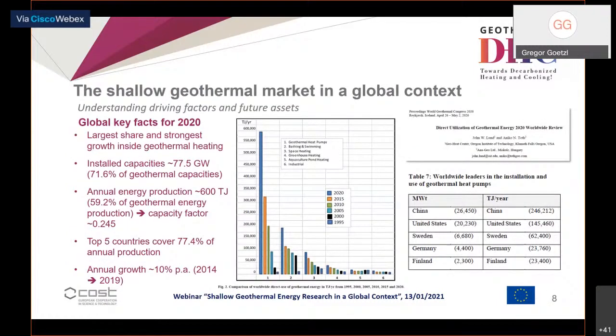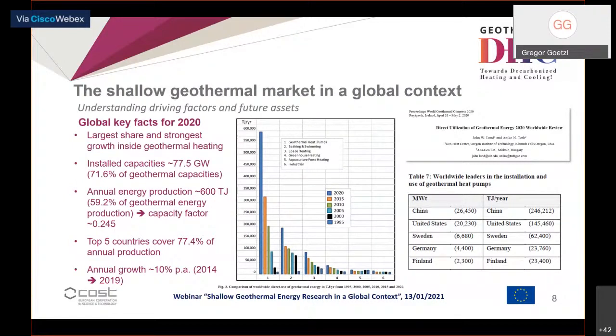So if you look at shallow geothermal in a global context, we still can see that the geothermal heating market significantly grew in the last 5 years, mainly due to geothermal heat pumps. If you look at the global statistics from the World Geothermal Congress published last year by Lund and Toth, you can see here on the left-hand side the growth from different periods from 1995 to 2020, and on the right-hand side you see the ground source heat pumps growth. So shallow geothermal has a share of about 72% of all geothermal capacities and around 60% of the energy production for heating in the global context.